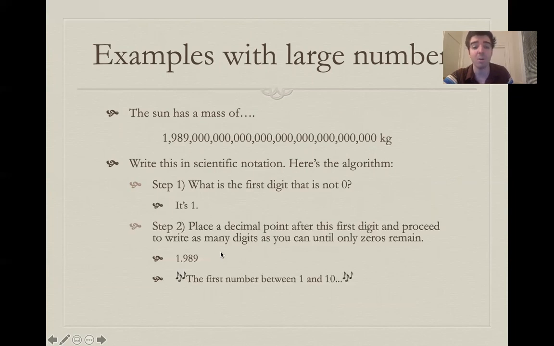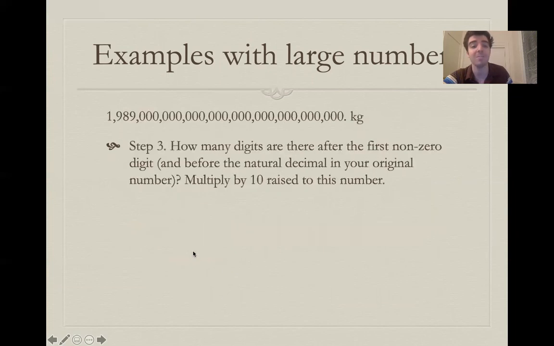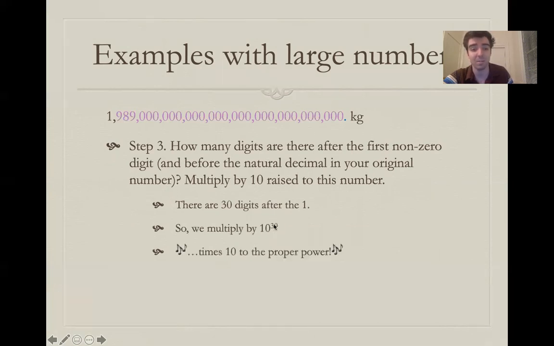And step 3 tells you what your power of 10 is going to be. So this is the first number between 1 and 10. Step 3, figure out what 10 needs to be raised to. In order to do that, you just need to count how many digits there are after the first non-zero digit. So there's going to be this many here, and that's what your power of 10 is going to be. There's 30 digits after the 1, so it's going to be 10 to the 30. So that's the 10 to the proper power, and overall we have 1.989 times 10 to the 30 kilograms. Okay, and that's our scientific notation.